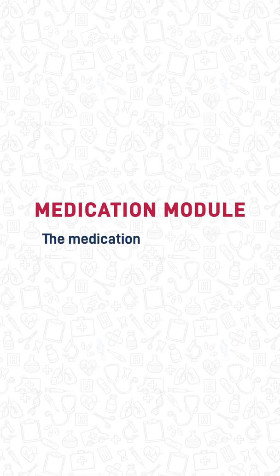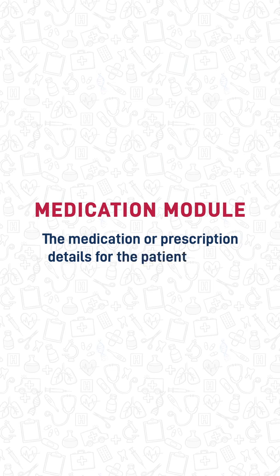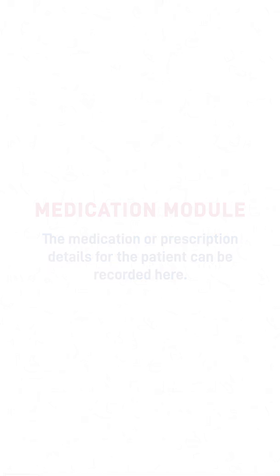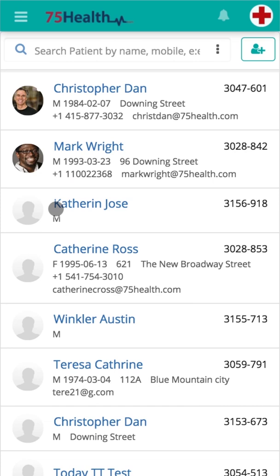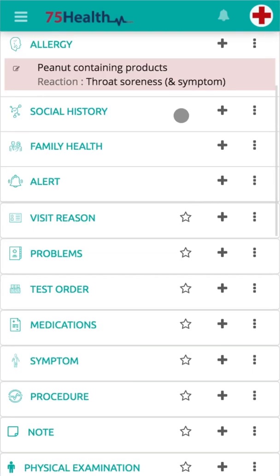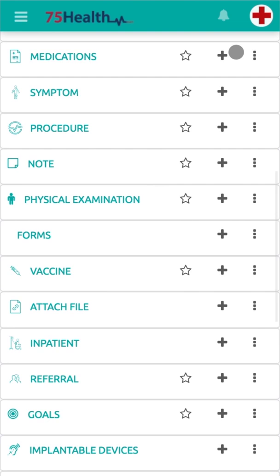Medication module. The medication or prescription details for the patient can be recorded here. Log into your account, select the preferred patient from your patient's list and click on New Health Record and navigate to the medication module. If the module is unavailable, click on the Show More button and select Show Medications.